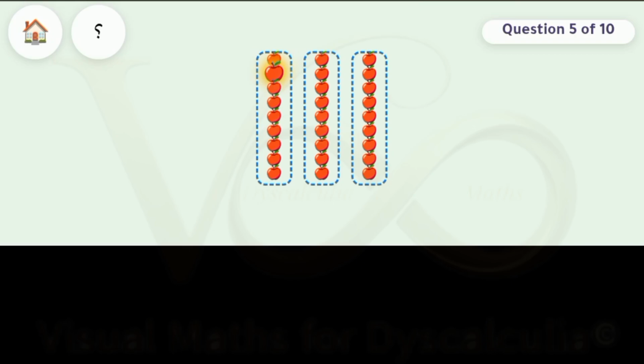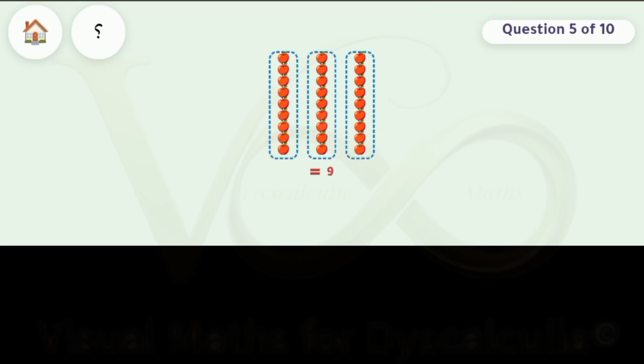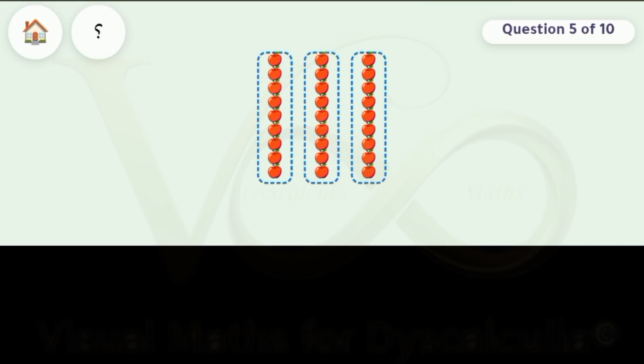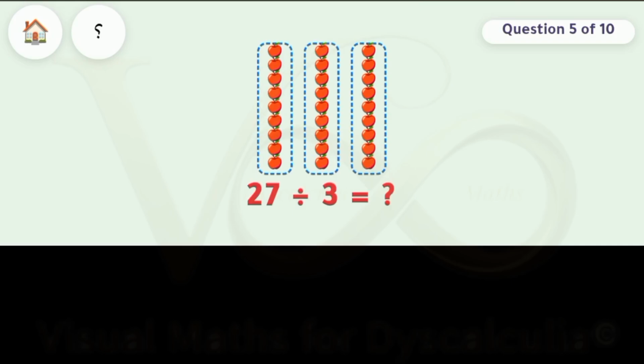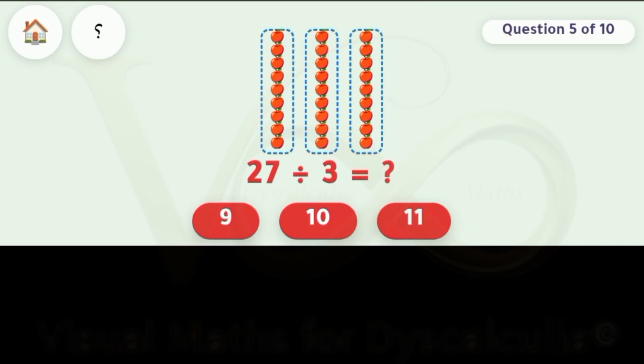One, 2, 3, 4, 5, 6, 7, 8, 9. Each group has 9. What is 27 divided by 3? Well done.